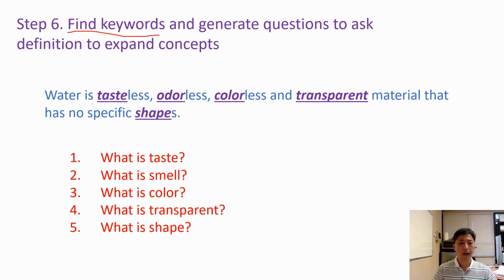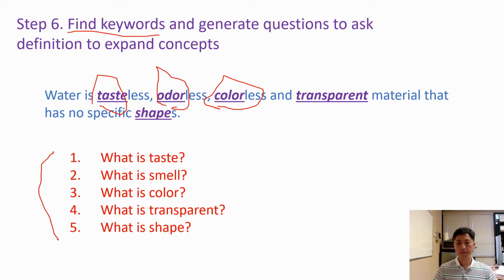So you find keywords, right? Smell, color, and something like that, and you generate questions to define. What does it smell like? What is the taste? Something like that.